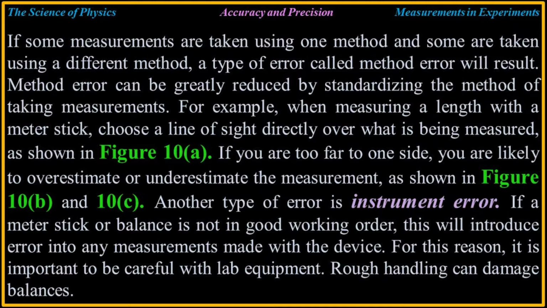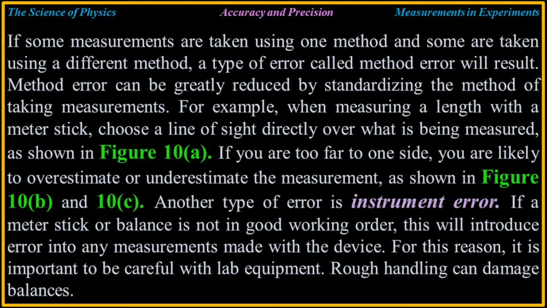If you are too far to one side, you are likely to overestimate or underestimate the measurement, as shown in figure 10b and 10c. Another type of error is instrument error. If a meter stick or balance is not in good working order, this will introduce error into any measurements made with the device. For this reason, it is important to be careful with lab equipment. Rough handling can damage balances.